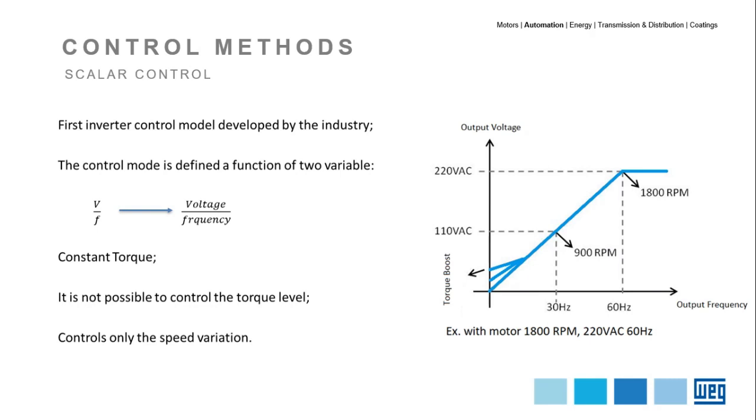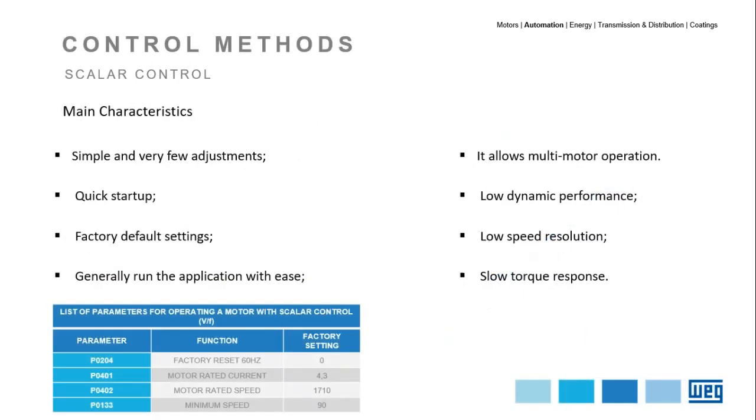In other words, it's not possible to control the level of torque that will be sent to the motor. So when the drive changes frequency, it also changes output voltage to keep the ratio constant. The main advantage of this method is that it's easy to implement and needs less adjustment. As you can see from the table below, only a few parameters are required. The startup is fast and simple, and it comes with the factory default setting. So in general, it needs little or no modification.